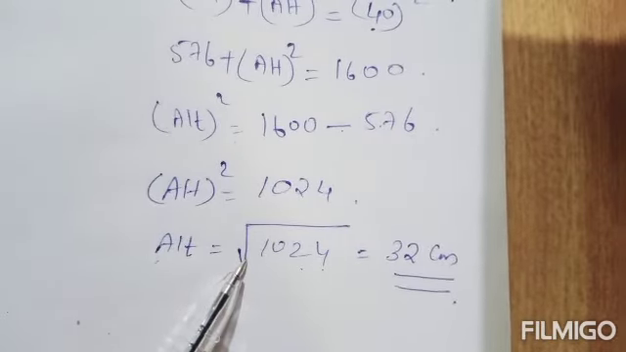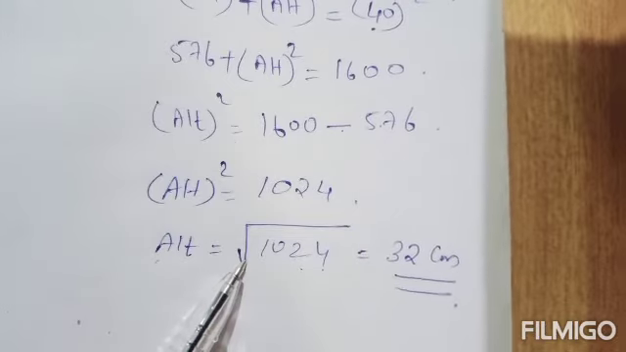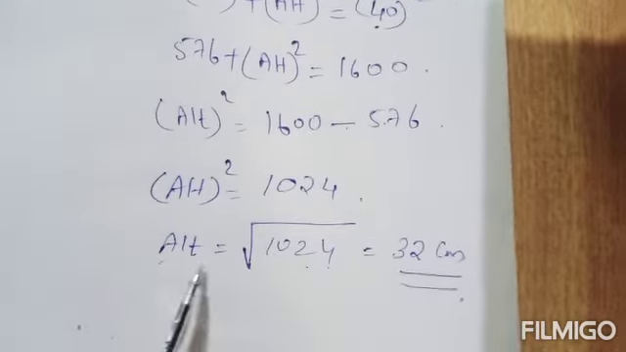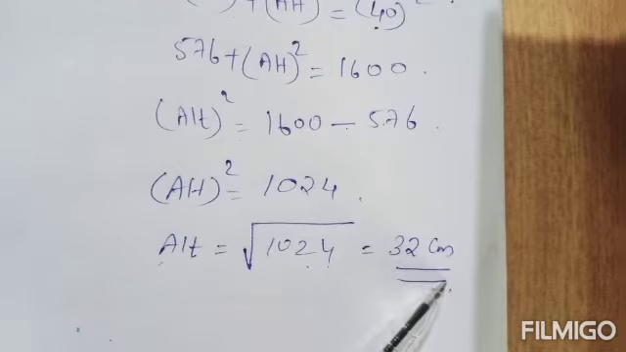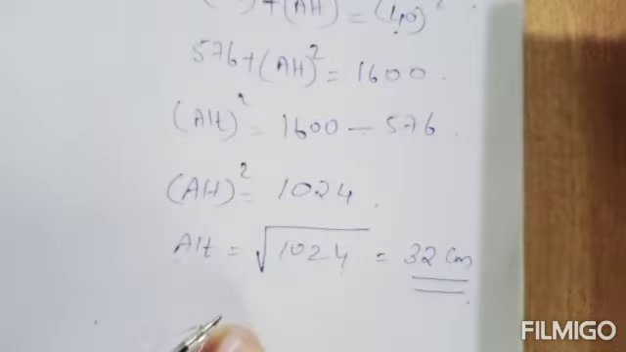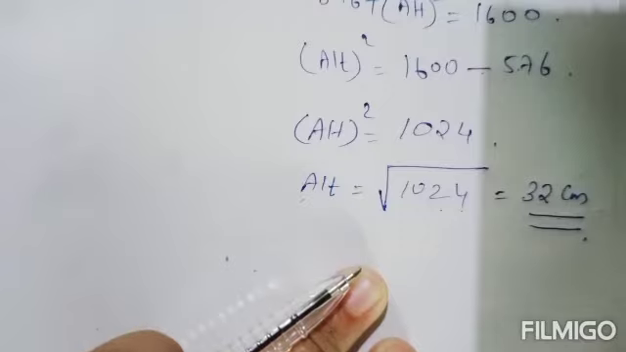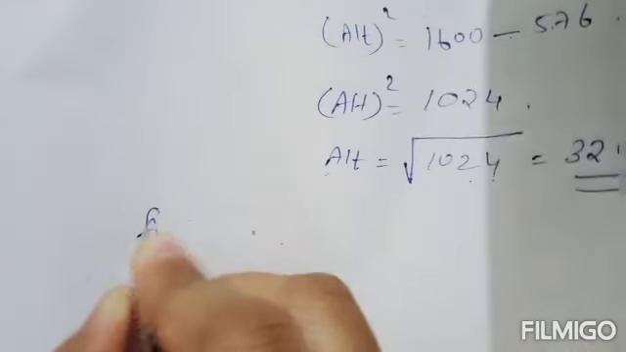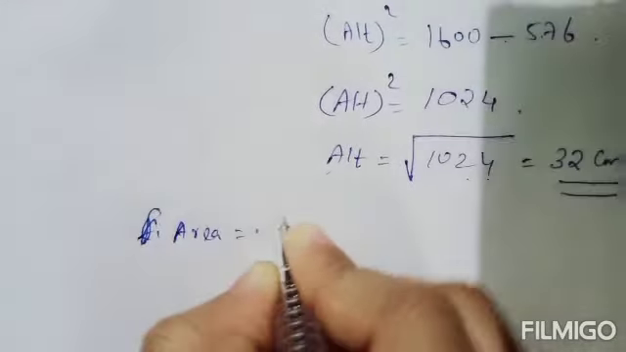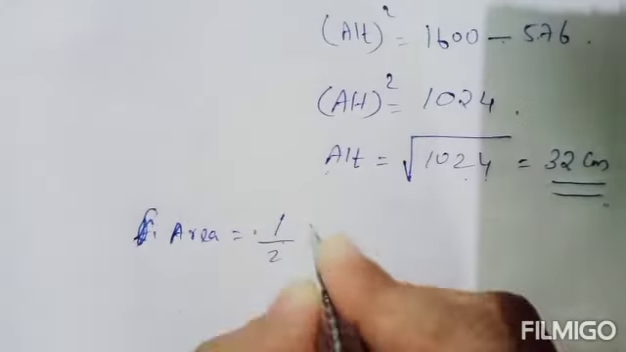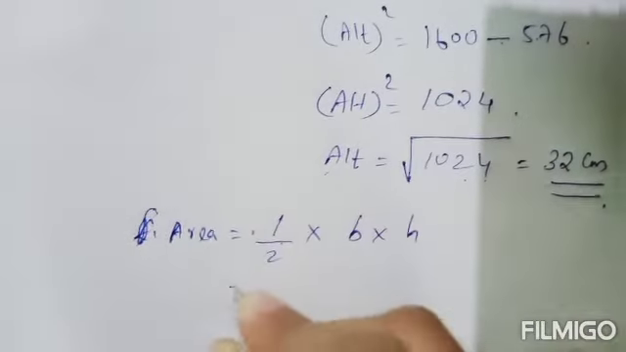Any method you can use. You have studied in that chapter squares and square roots. So altitude you will get 32 centimeter. Now here the question is find the area. It is a right angled triangle, so we can use half into base into height formula.